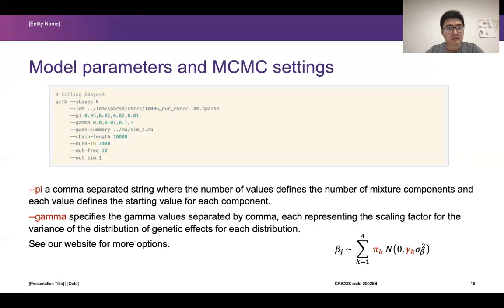If you only specify 2 components, that will reduce to a SBayesC model or an LD-PRS-like model. And this gamma value specifies the weights for the variance component. The number of gamma values should be consistent with the number of values for pi. Chain length specifies the total number of iterations for MCMC sampling, and burn-in is the number of initial iterations to be discarded when collecting the posterior samples.